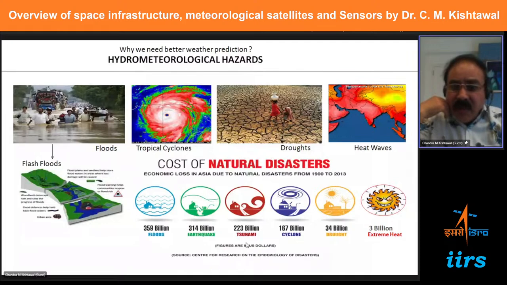And droughts are also a very unnoticed disaster. People do not notice it because it happens very slowly. It does not rain for 1 day, 2 days, 3 weeks, 4 weeks, for 3 or 4 months, and next year it does not rain.